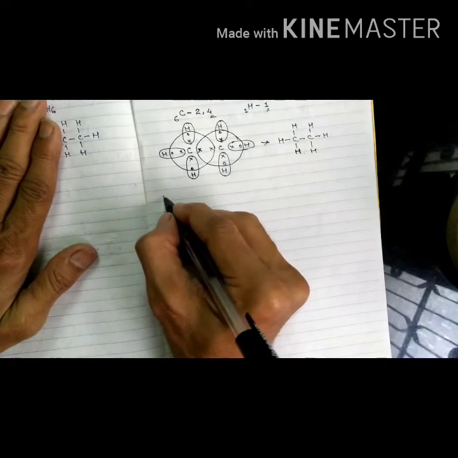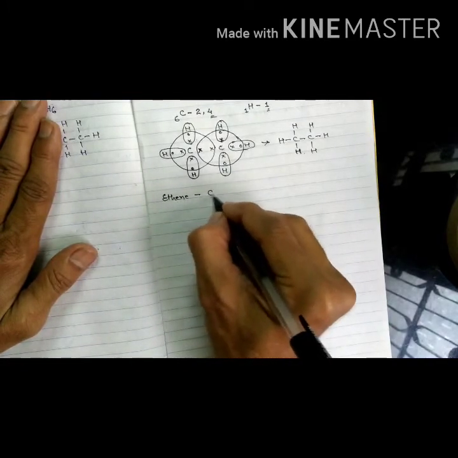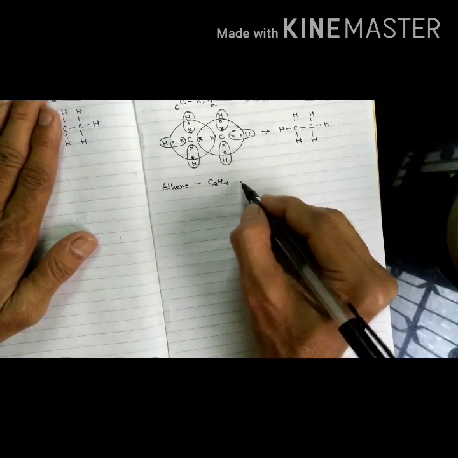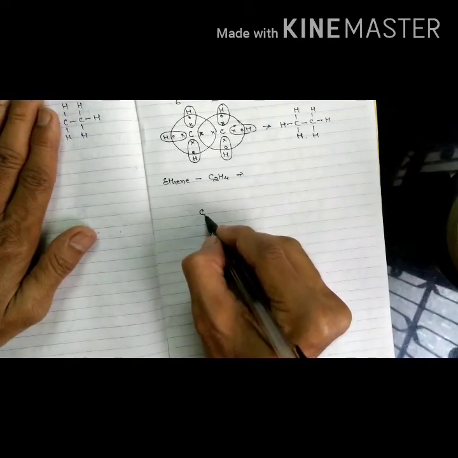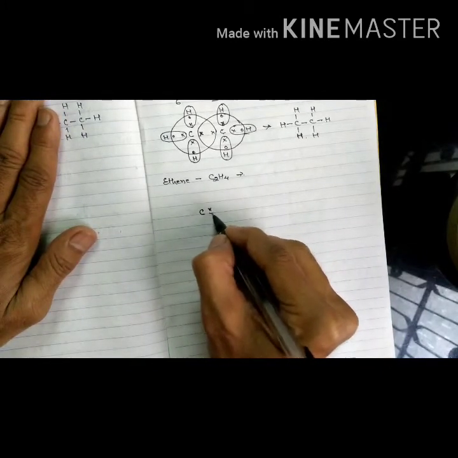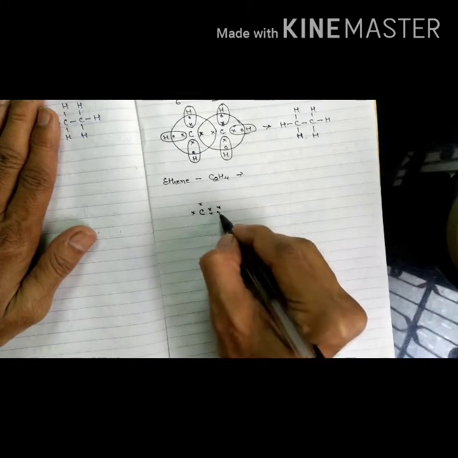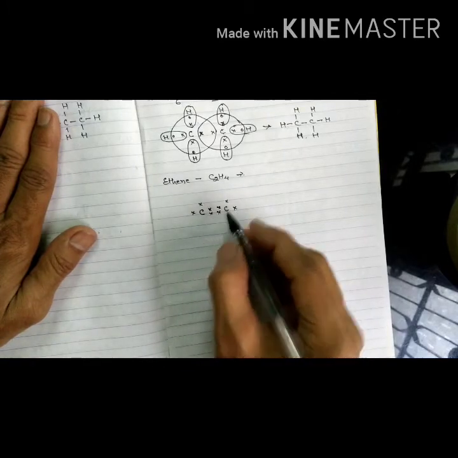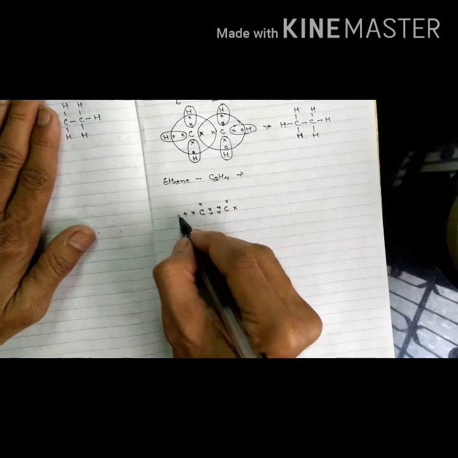The next is ethene molecule, which is unsaturated, C2H4. This is the first carbon having 4 electrons, 1, 2, 3, 4. Another carbon having 4 electrons. Now there are 4 hydrogen, each carbon will have 2 hydrogen.